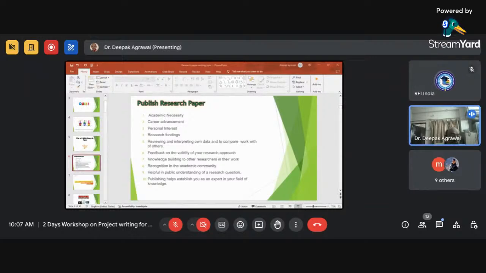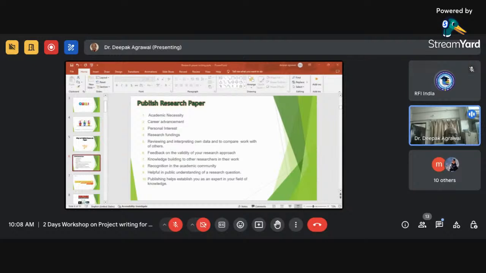Suppose you have published a research paper related to finance in mutual funds. Whatever your own data or results are, they can be compared with what others think. Then, feedback on the validity of the research approach: a research publication can be a good source of validation for your data and your work. If it has been accepted by the academic or publishing communities, you will be satisfied.